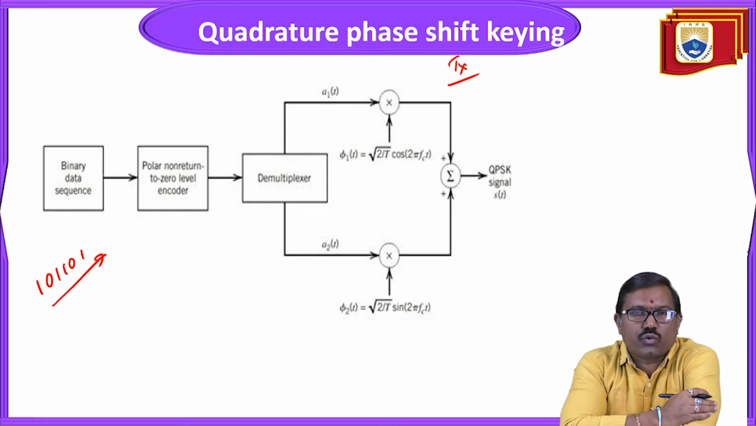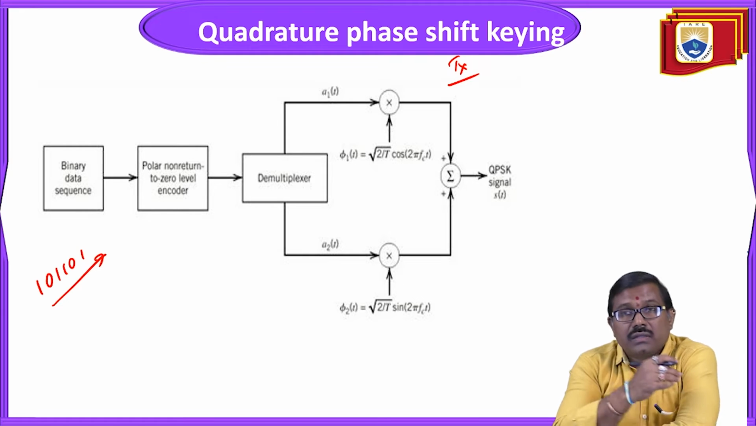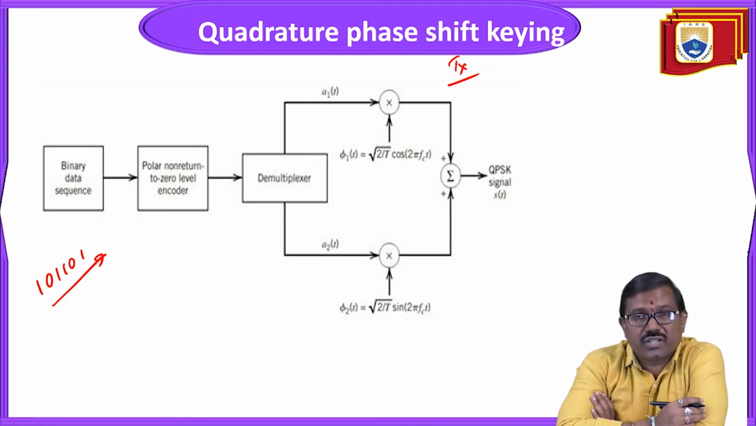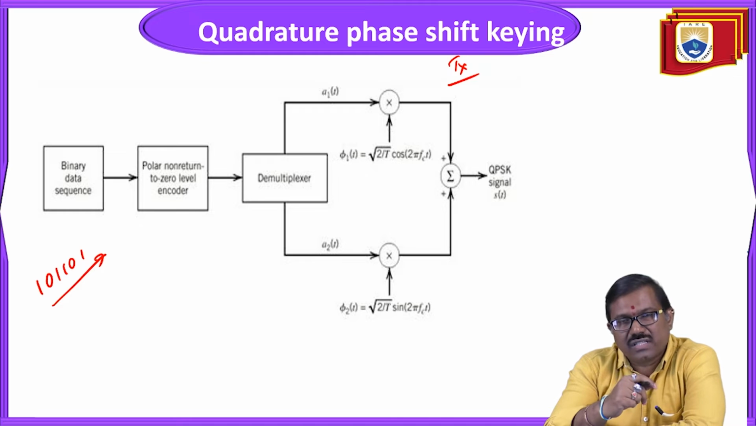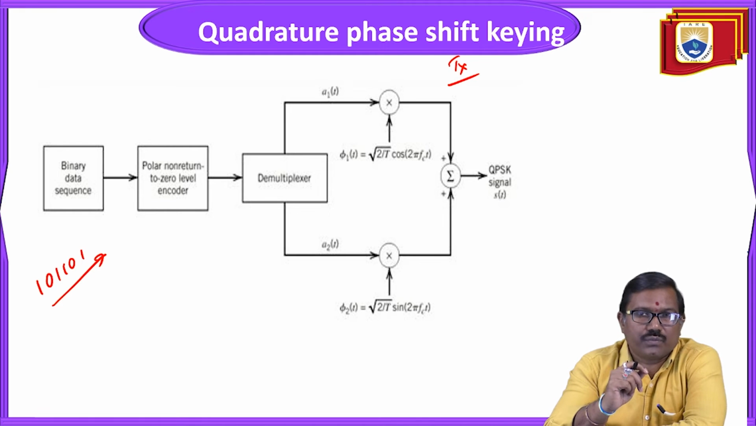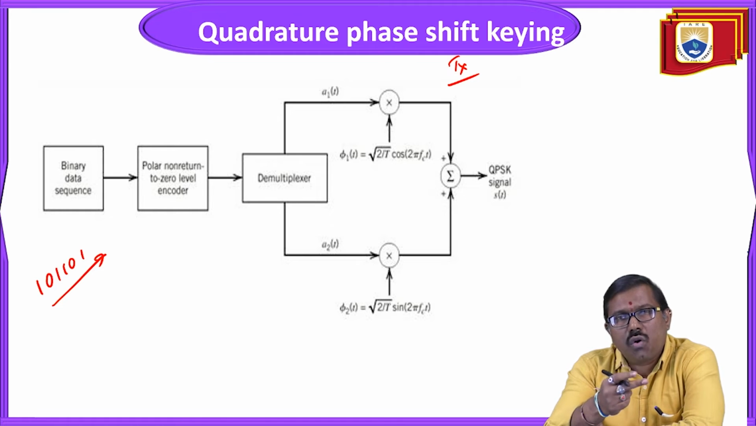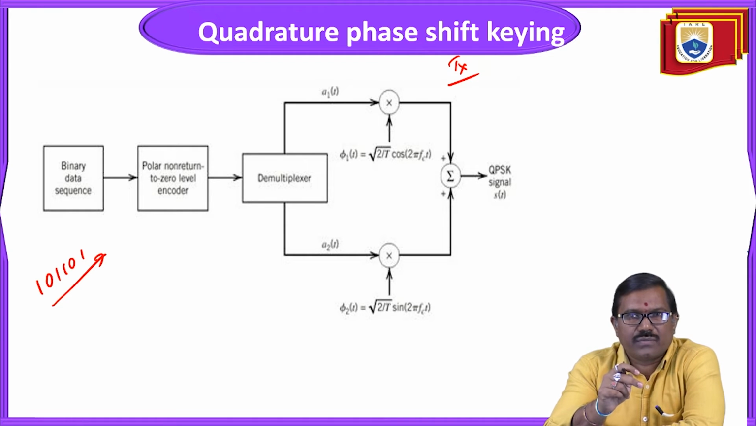NRZ encoder. Why? Because for line coding, we know that NRZ, RZ, BRZ, Manchester, different types of line formats are there. So any one coding technique we can use; here I have taken NRZ, non-return to zero. That means the zero value is not returned, so either a positive or negative value in the NRZ. Here I am going to assign 1 as root Eb and 0 as minus root Eb. And this is going to be applied to the demultiplexer.